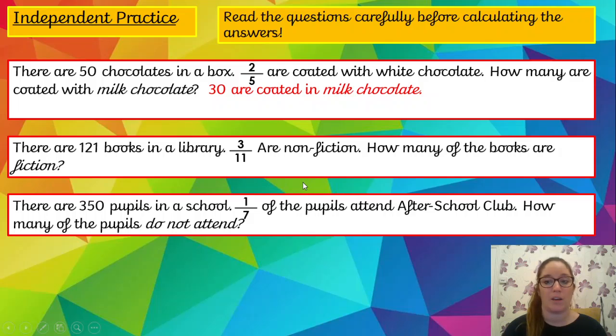So how many are fiction? 88. I thought I'd changed that capital letter. When I was going through, I saw it and I thought I'd definitely change it, and I have. Look, I've changed it for the answer, but not for the question, so I do apologise.